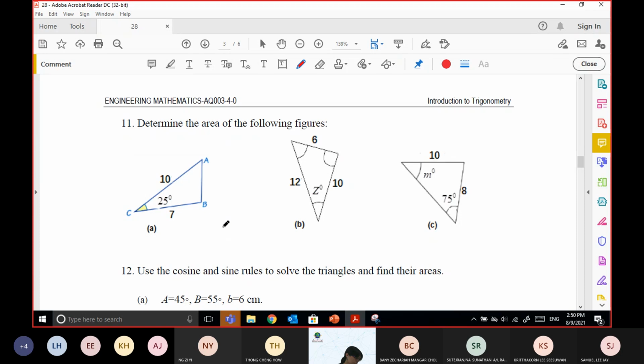So for 11, you have to find the area. So this is 14.79. This is 29.94. And this is 32.52.